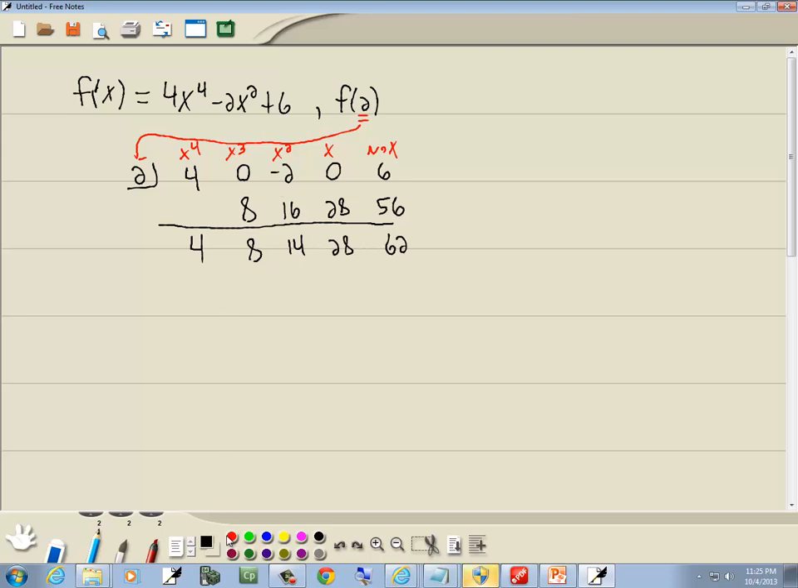Okay. Now the remainder theorem. The remainder theorem says if you're evaluating a polynomial function and you go through your synthetic division, your remainder, which is the last number here, is always going to be your answer. So that tells us that f of 2 is going to equal 62.